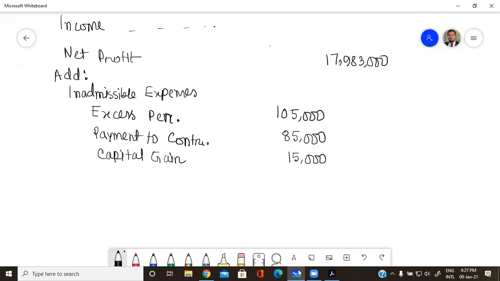Here, how much? 15,000. Okay. Can we recall there is a separate head known as income from capital gain out of the 10 headings? Out of the 10 headings: income from salary, income from house property, income from agriculture, income from business profession, income from capital gain, income from other sources. This gain will be transferred to that heading.